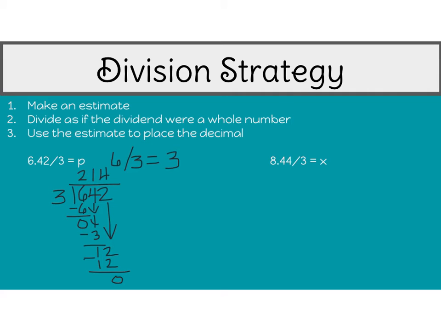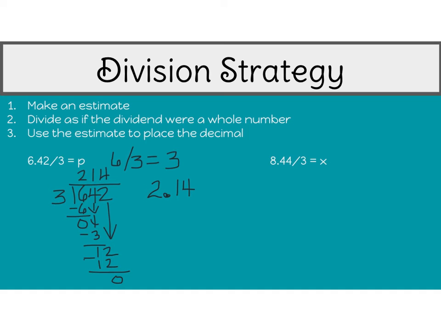And now what do we do? Well, we look back at our estimate. Our estimate was 3. And I look at this number, 214. So I need to think about, okay, what would make sense for decimal placement? It would make sense to place my decimal here, so that my final answer would be 2 14/100.